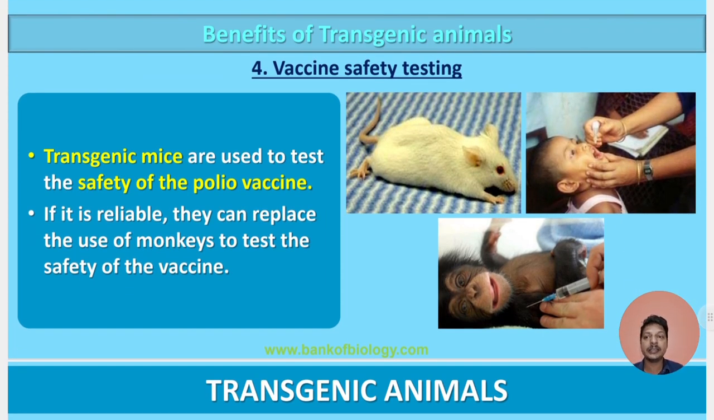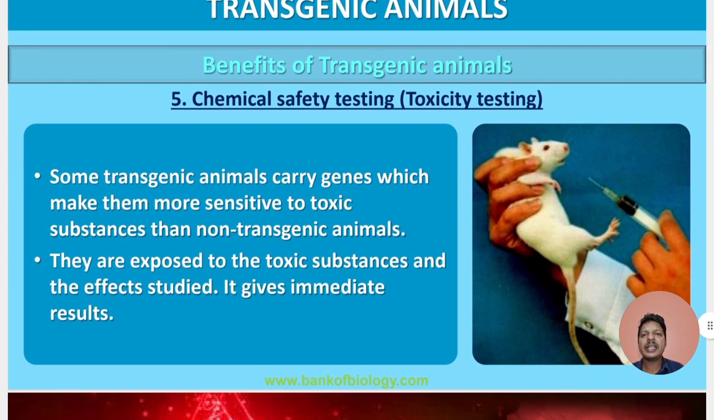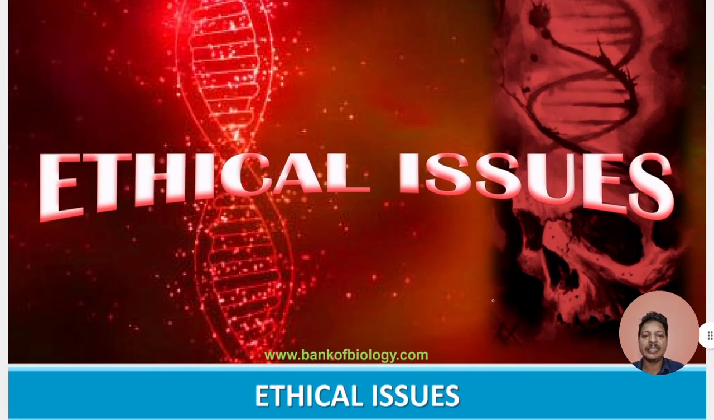And then vaccine safety testing. Transgenic mice are used to test the safety of the polio vaccine. It is reliable. They can replace the use of monkeys to test the safety of the vaccines. Then chemical safety testing, toxicity testing. Some transgenic animals carry genes which make them more sensitive to toxic substances than non-transgenic animals. They are exposed to the toxic substances and the effects studied. It gives immediate results. Next is ethical issues.